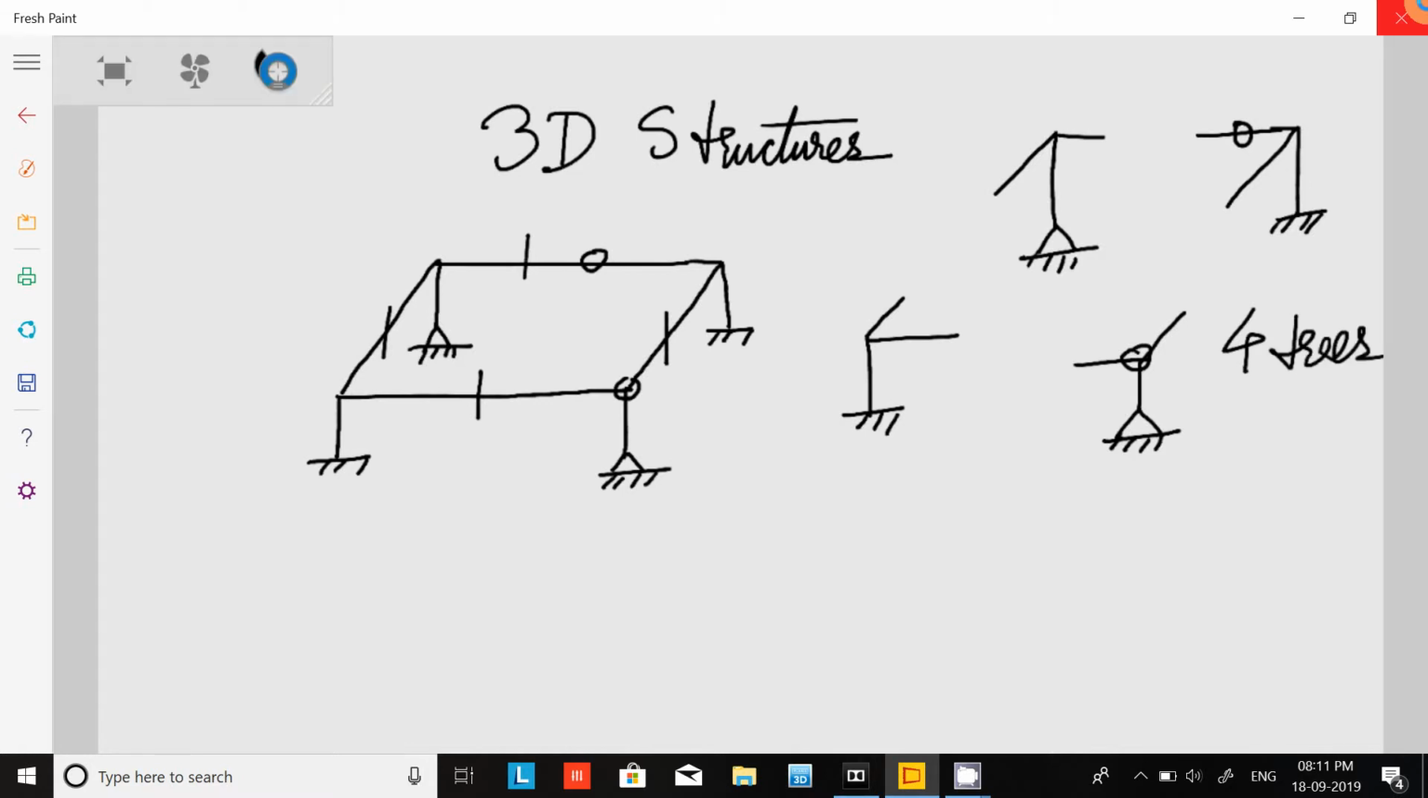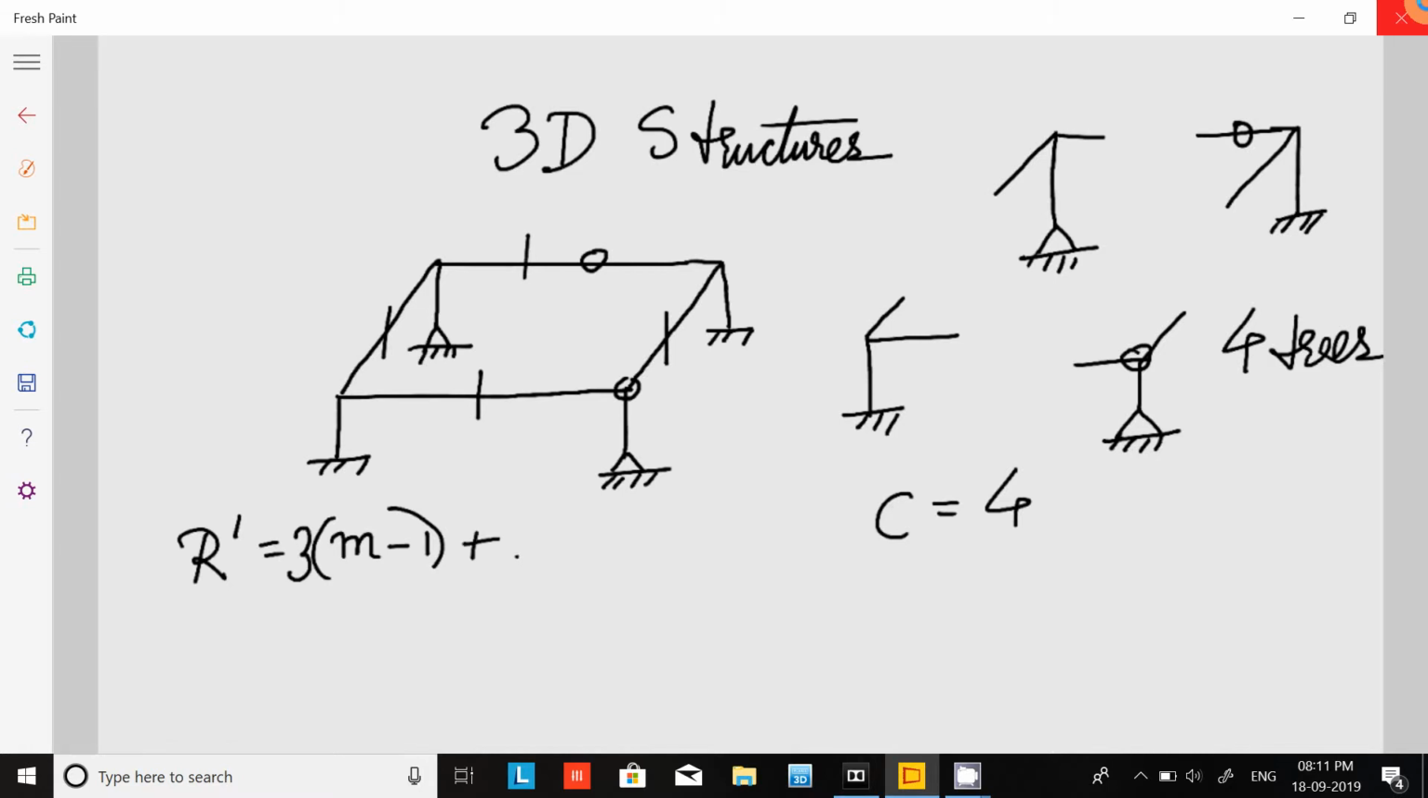Now, here C will be how much? 4, because we have made 4 cuts. After that, let us try to find out r prime. R prime is equal to, in the case of a 2D frame it was m minus 1, and in the case of 3D it is 3 into m minus 1. That is the difference, plus reactions.